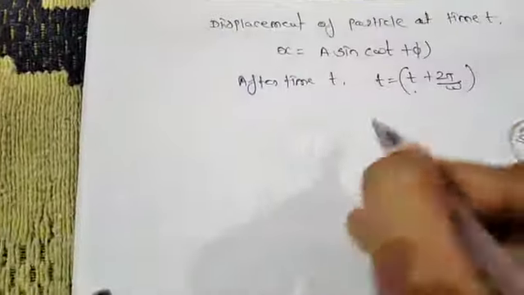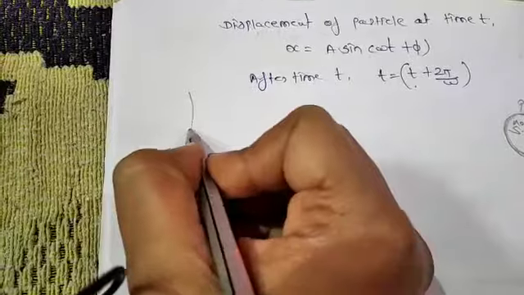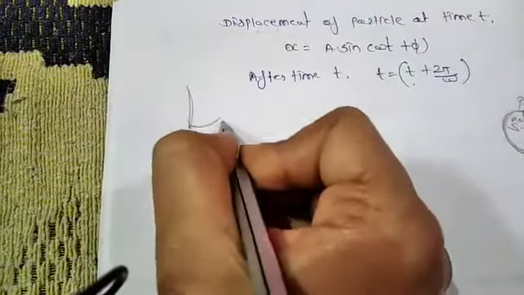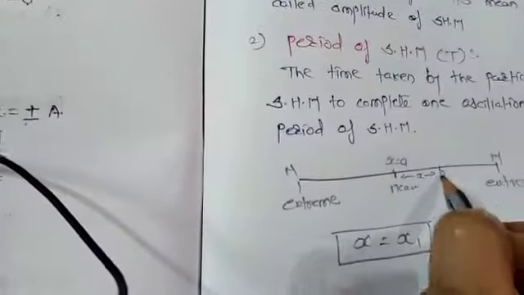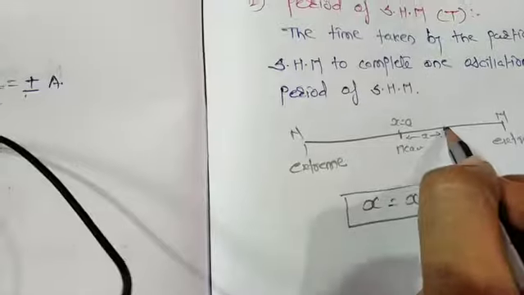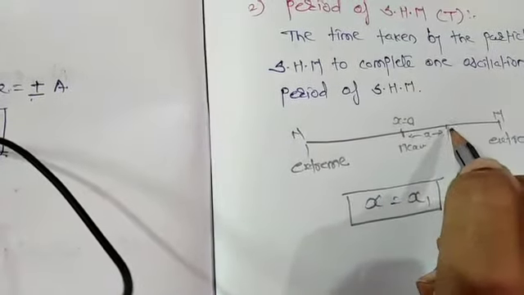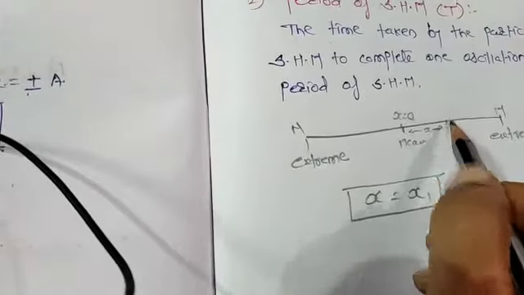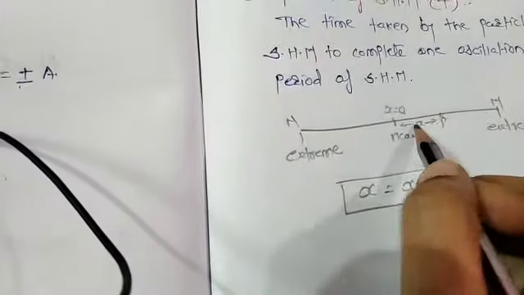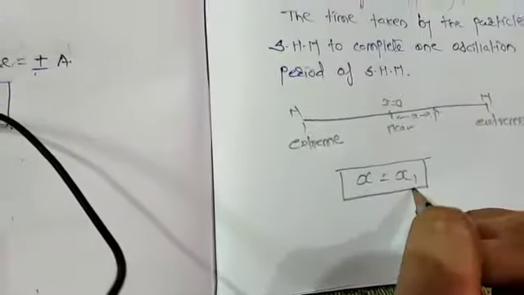But for SHM, we consider that the particle again comes to its original position. For this figure, the particle should be at point P again after completing one period, that is, after completing one oscillation, and x should again be x, that is, the displacement should be the same. That's why we have written here x is equal to x1. So we'll write here.